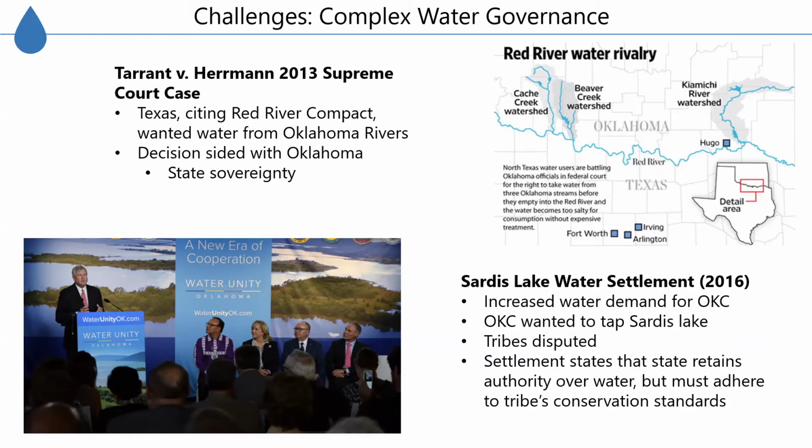Another more recent, sort of complex issue was settled in 2016 between Oklahoma and some of the tribes within the state. So Oklahoma City wanted to tap some water from Sardis Lake, given the growing urban demand. The tribes disputed, basically citing an old treaty from the 1800s, and the settlement was actually a success. So the states are going to retain the authority over the water, but must adhere to the tribe's conservation standards and needs.